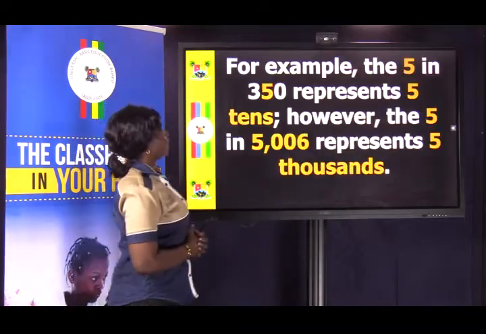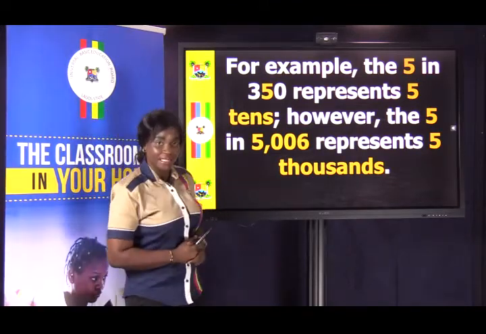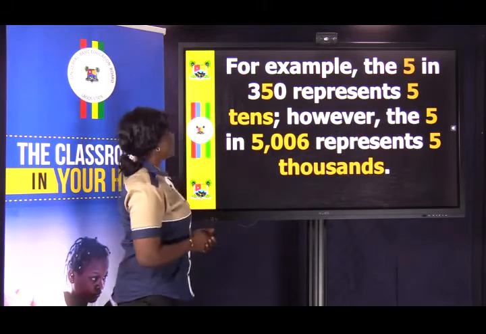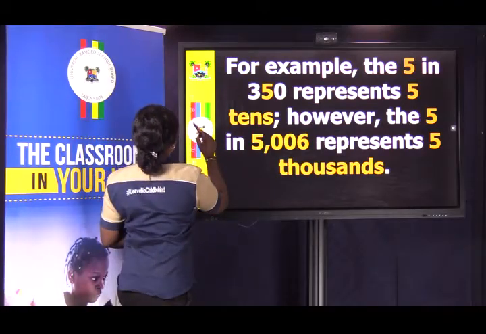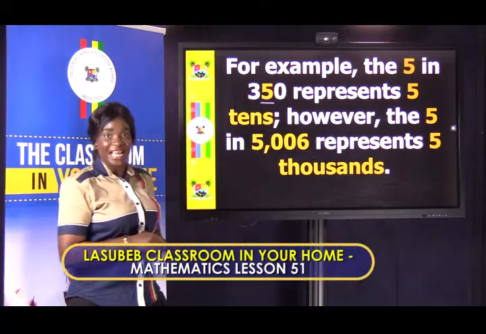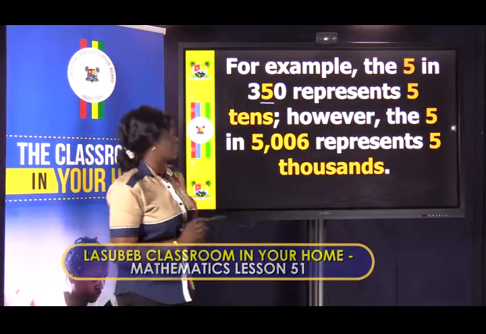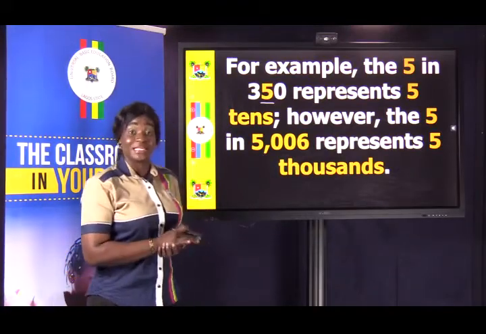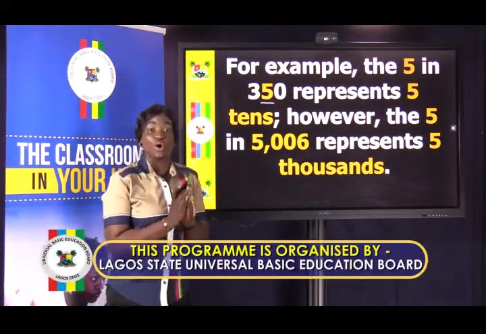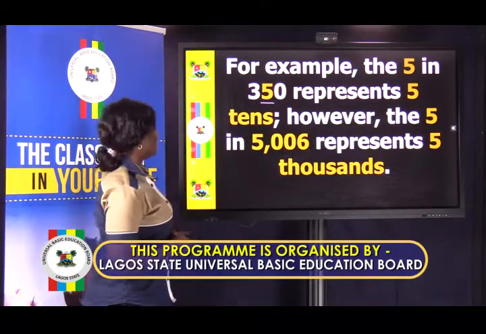For example, the 5 in 350 represents 5 tens. What are we trying to say? This 5 is standing in the tens position. If I write it under hundreds, tens and ones, you are going to see it under the tens column. Are we together? That's what we mean by place value.